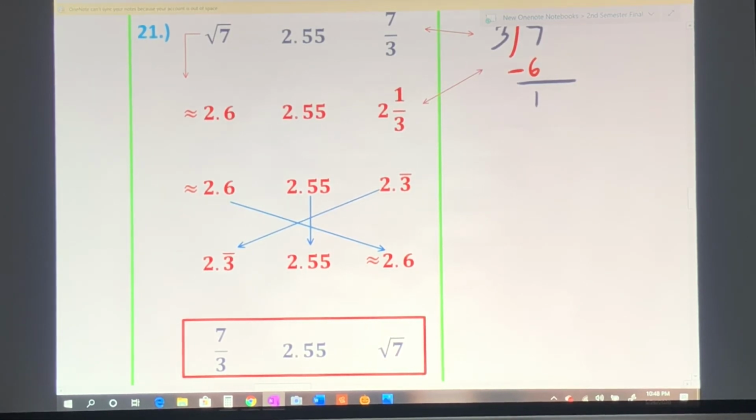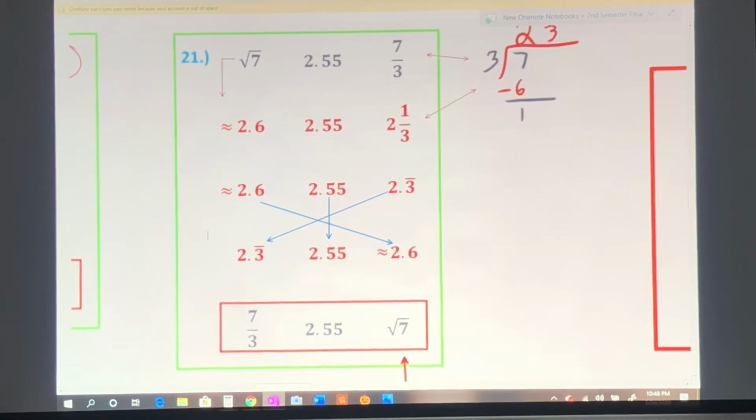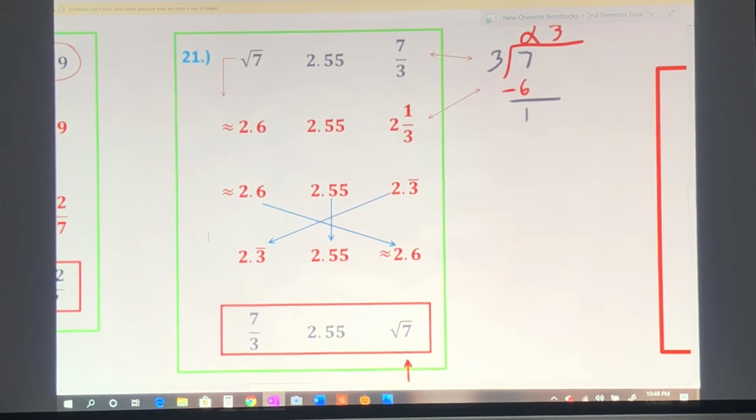Hopefully that makes some sense. I went quickly. You can rewind it. It's 10:48 p.m. and I need my beauty sleep.